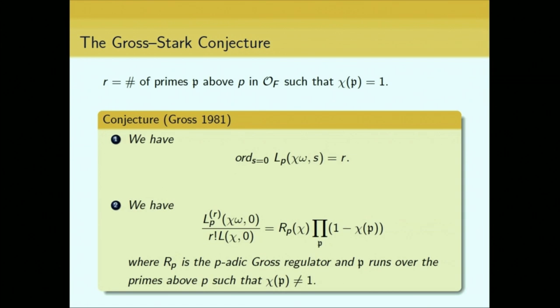So this R_p of chi, I'll state what it is precisely later. But let me just say that it's an r by r determinant of p-adic logs of units. So it's just like what shows up in the Dirichlet class number formula. You have a matrix of logs of units, and you take the determinant. But everything's p-adic now, so it's p-adic logs, and the units are p-units.